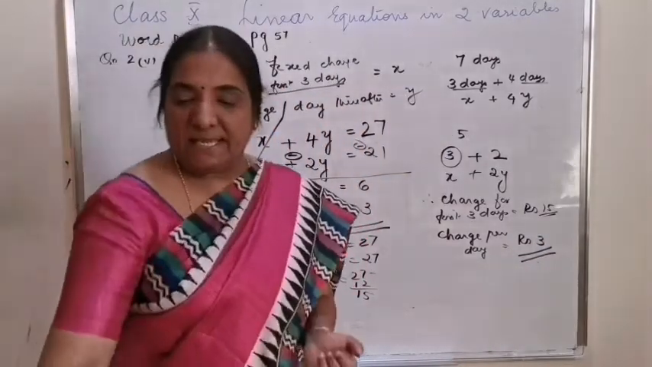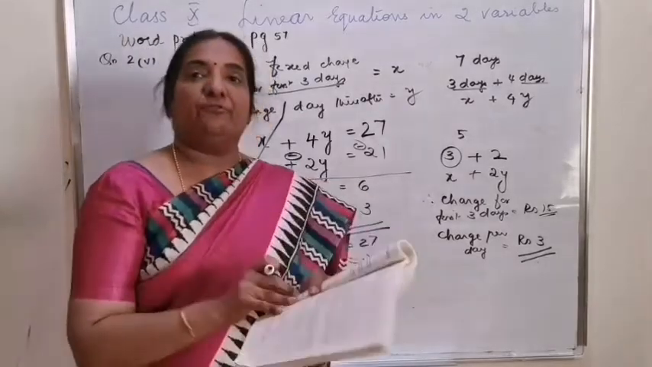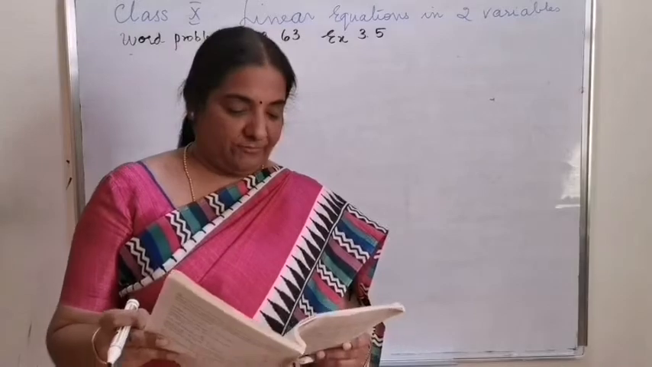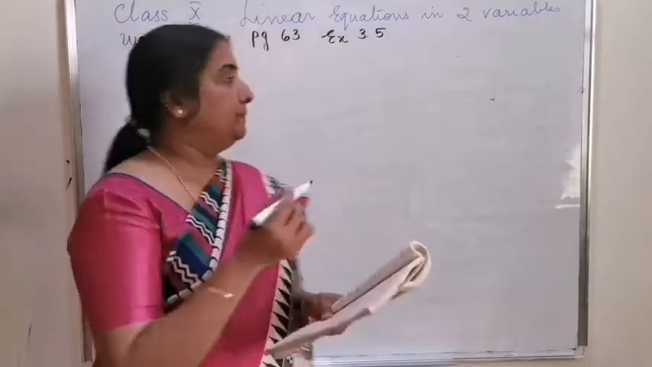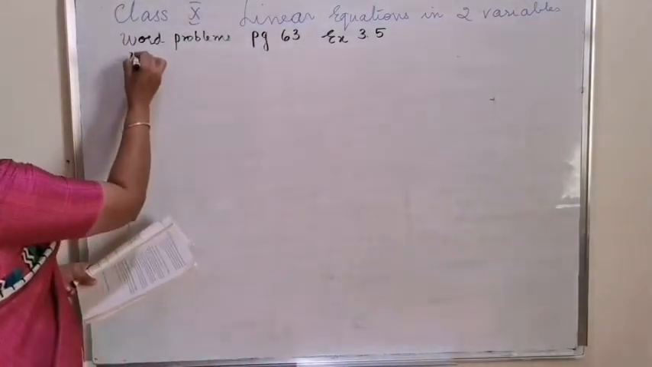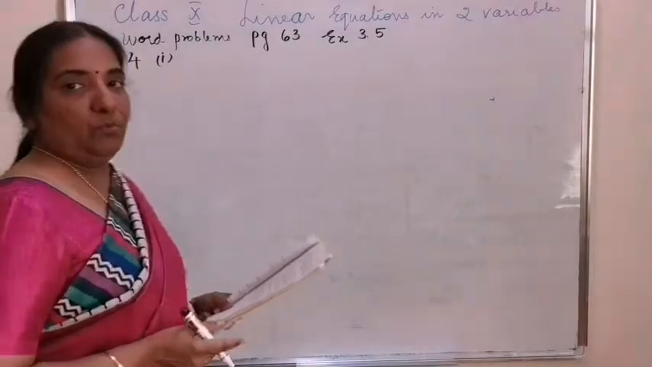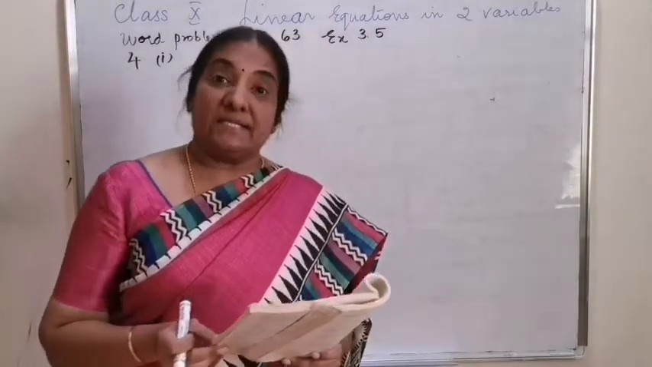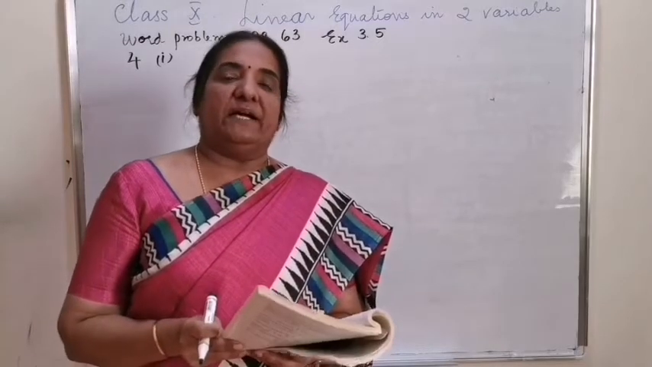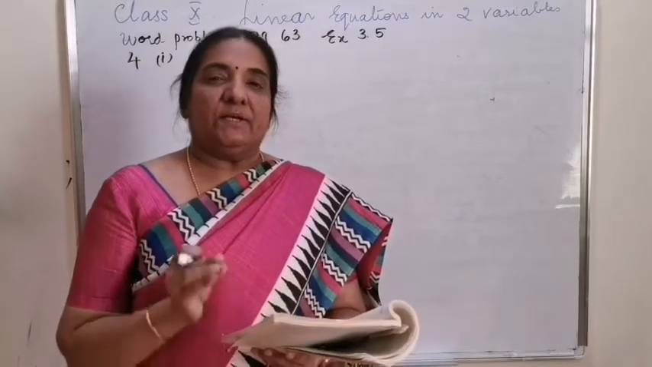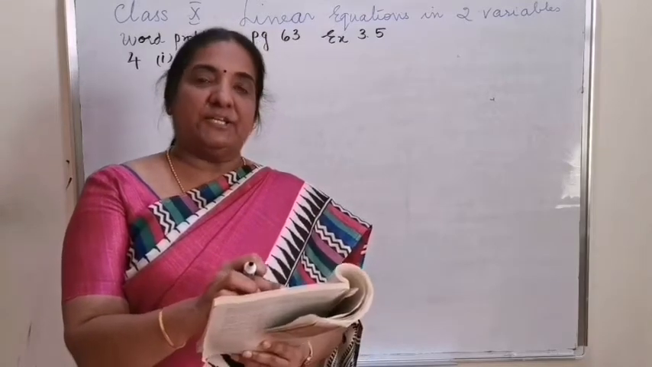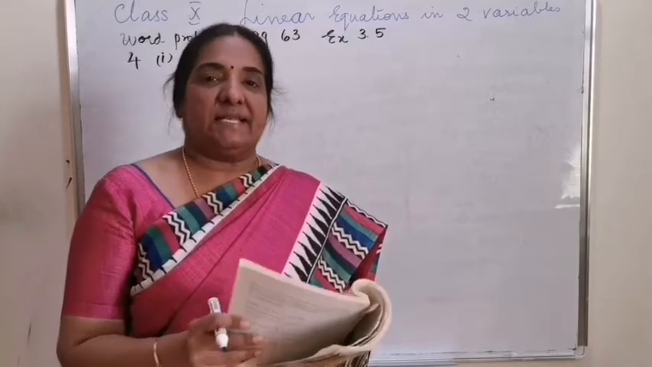By this, exercise 3.4 is over. Exercise 3.5, question number 4, subdivision 1. These questions are similar to the questions we have done in the previous exercise. So I'll be doing it a little fast because the explanation is already given in the previous exercise.